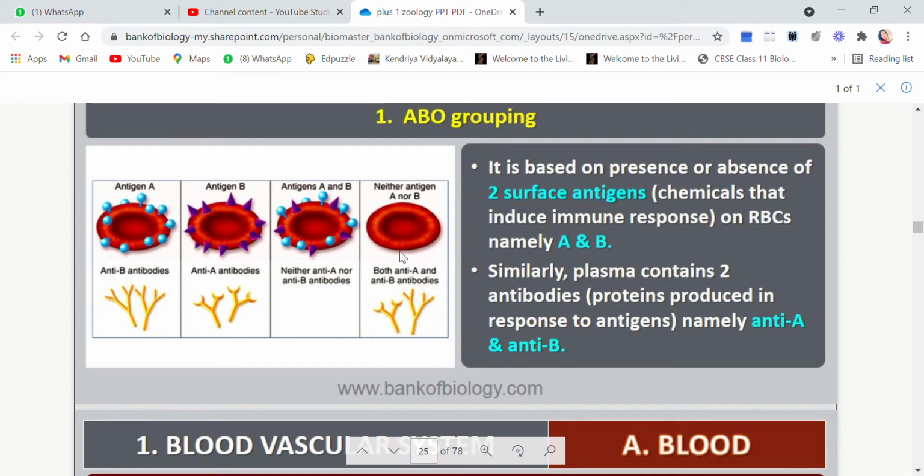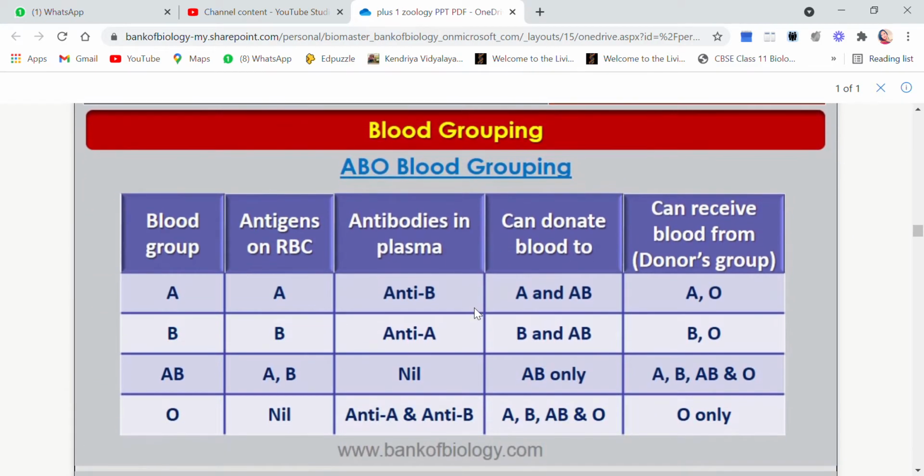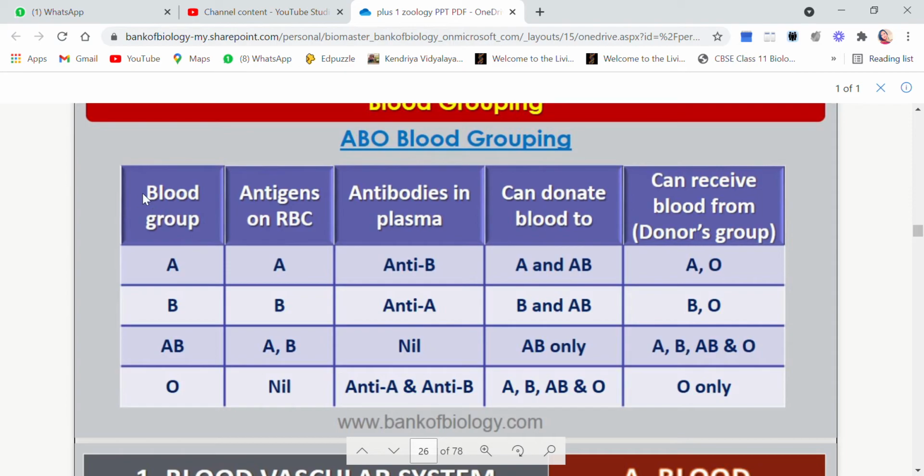Again, I am repeating, the antigens are the chemicals that will initiate the immune response. Antigens are of two types, A and B. They are present on the surface of RBCs. Similarly, plasma has two antibodies. These are the proteins which are produced in response to the antigen. So, whatever is the antigen present, just the opposite will be the antibody, as you see here in the diagram. Now, there is a table here which is very easy to understand.